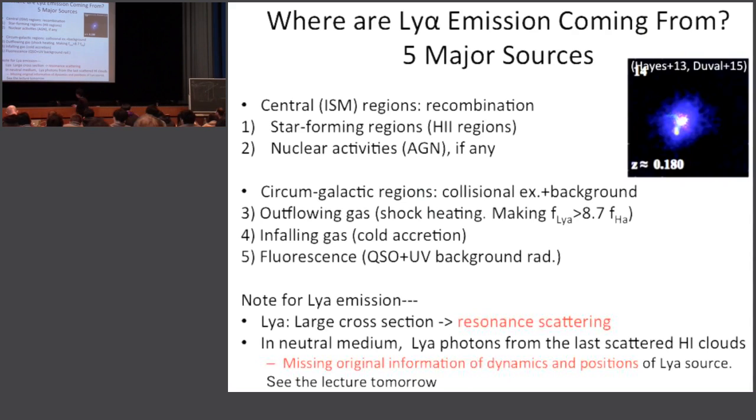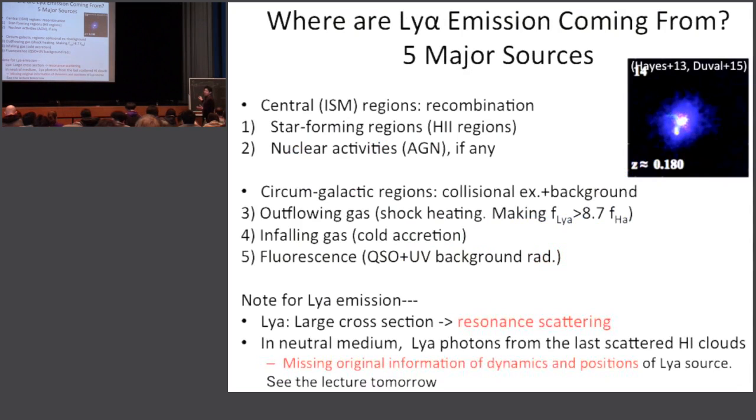So, well, it is very complicated. And another complication is that Lyman-alpha is a resonance scattering line. So, if you observe Lyman-alpha, the Lyman-alpha velocity doesn't tell you the dynamics and positions of the Lyman-alpha source because they have a lot of scattering within the media. So as you see in this last galaxy, a lot of the Lyman-alpha emissions coming from here.